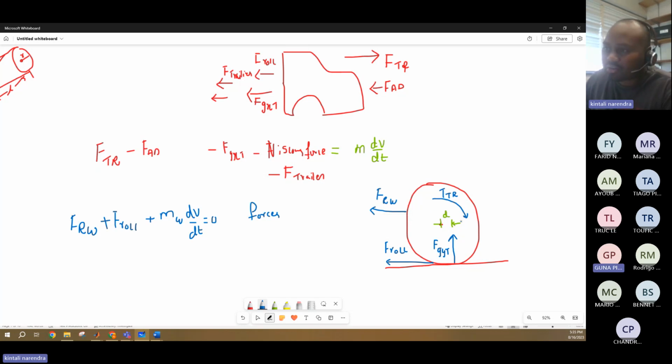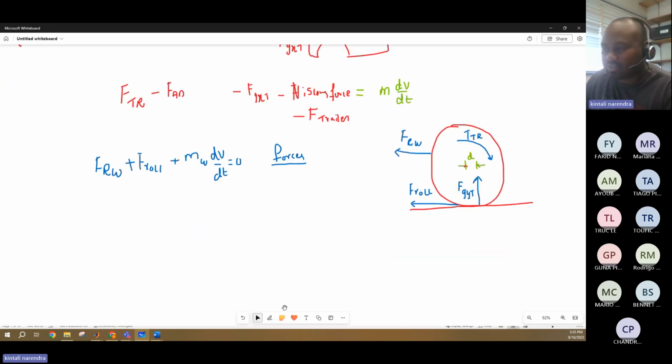Because of the torque, this is developed, but I'm not considering the torque here. This is only the addition of forces which are acting on the wheel. Okay, I'll write down another equation for the torque. So I want to rewrite this as FRW minus F roll is equal to MW into dV by dt.